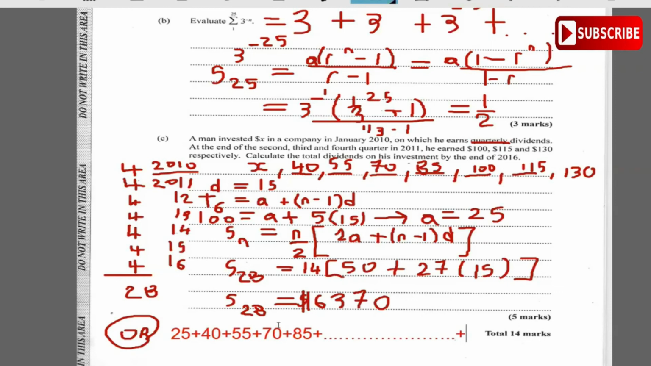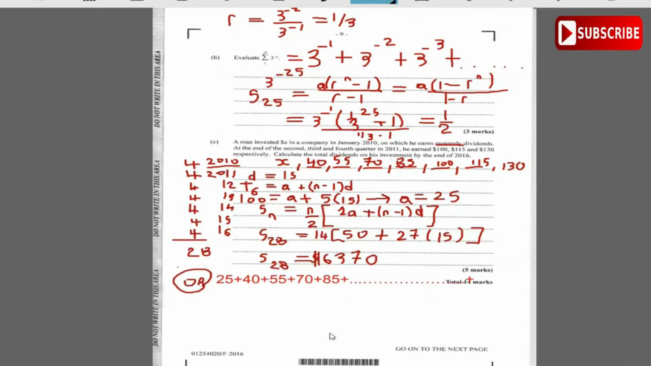This one would be too long. I'm not going to write out 28 terms. So I'm just showing you the alternate method to this question. Nice and easy. And that takes care of question 2, and so completes section 1 of 2016.